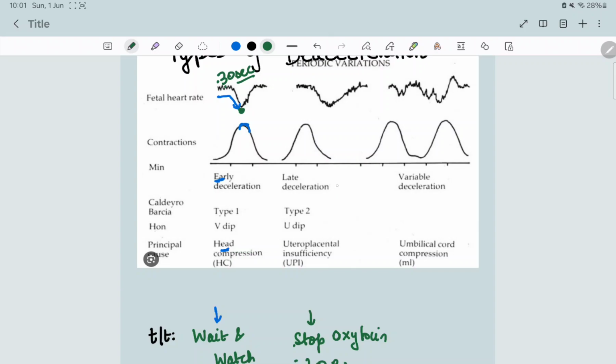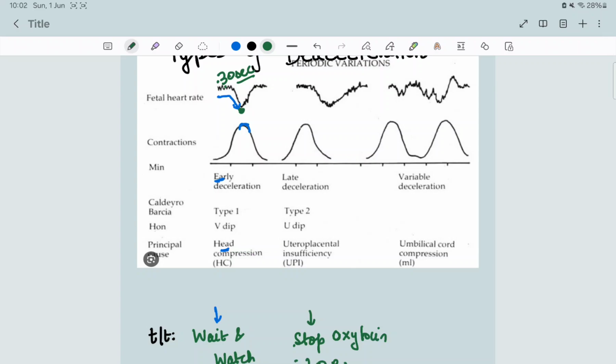Now what is late deceleration? In late deceleration, the uterine contraction is happening, but the fetal heart rate falls after the contraction has happened. That is late deceleration. In this, a U type of dip is seen. It is seen in uteroplacental insufficiency. So this is a major cause, uteroplacental insufficiency.